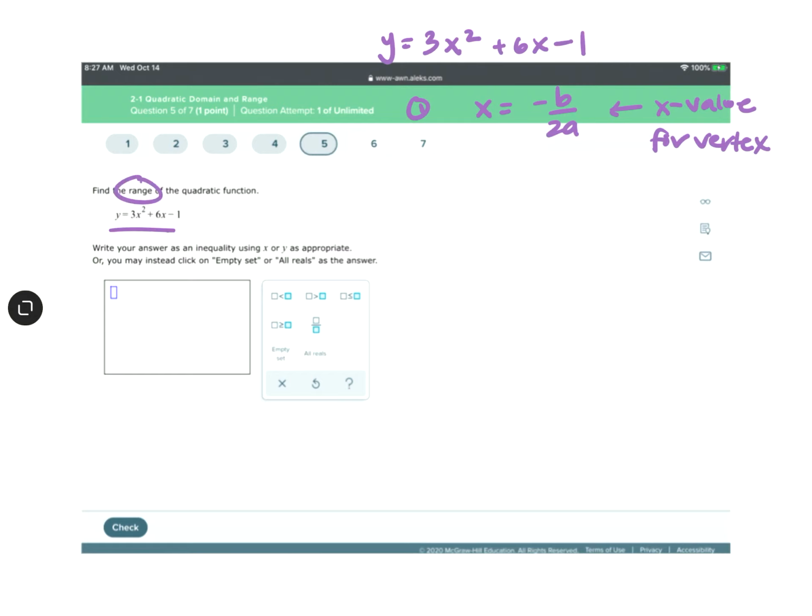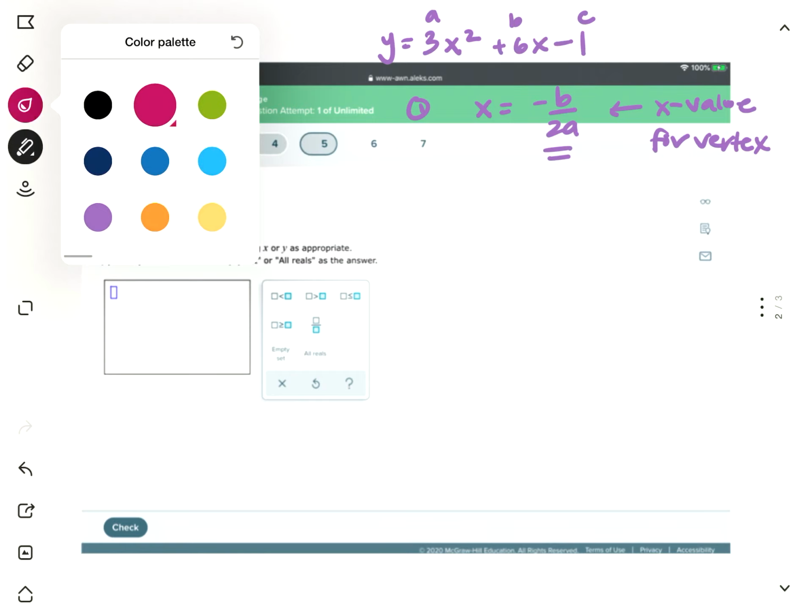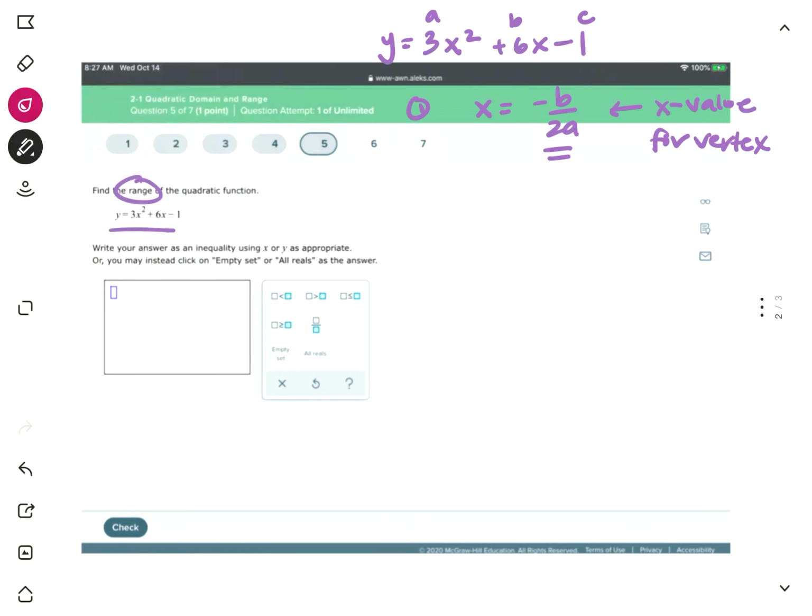So when we have a quadratic function, if you guys didn't already do this in Algebra 1, we have an a, which is the number next to your x squared. We have a b, which is the number that's next to the x, and we have a c, which is the constant. It doesn't have a variable on it. So when we're filling in our x equals negative b over 2a, we're getting these numbers from our function. So we have the a is 3 and the b is 6.